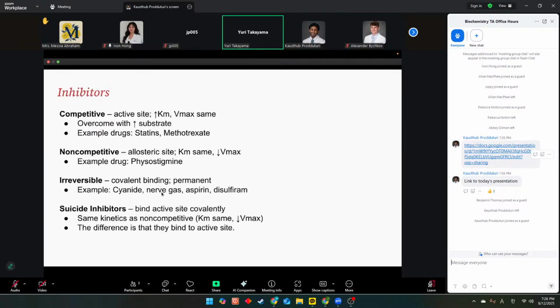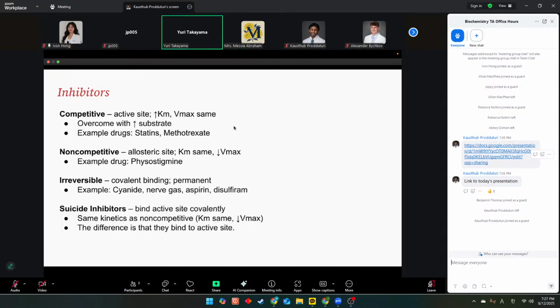Here. Yeah, okay. So what is the difference between irreversible and suicide inhibitors, since they both are permanent and bind covalently? I really don't understand the difference between the two. Right. I skipped that part, so let me explain.